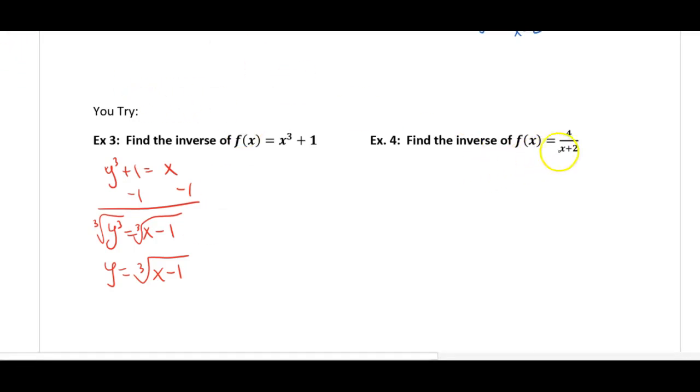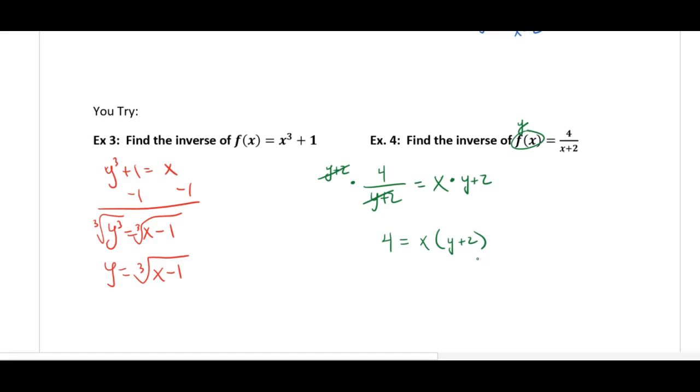And the second example, I'm going to interchange the variables. I'm going to put a y in place of x, so it's going to be 4 over y plus 2 is equal to f of x, remember, is the same as y, right? So we're going to change that y to an x. And now to solve this one, the first thing I'm going to do is get rid of the fraction by multiplying by y plus 2. When I do that, these cancel and I'm left with 4 equals x times y plus 2.